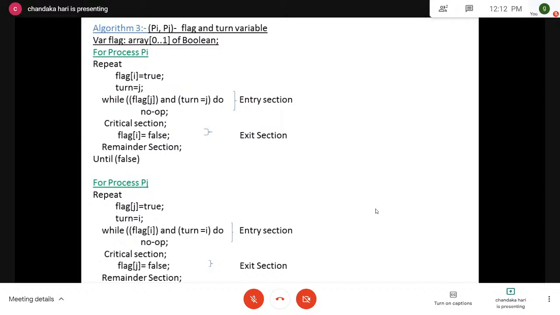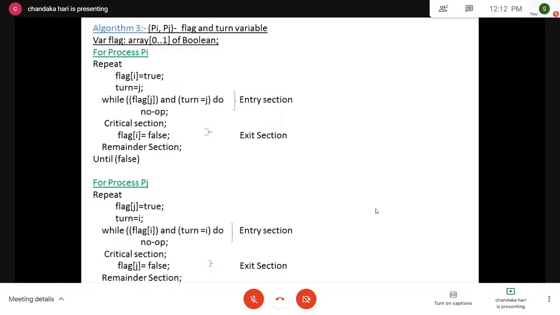Clearly, while executing process PI, process PJ is not allowed to continue the execution. While executing process PI, process PJ is not allowed to continue. So in this situation, either process PI or process PJ, only one is going to be allowed. In case both are setting the flags at successive clock pulse periods, the turn value is either I or J, so only one process can be allowed into the critical section.